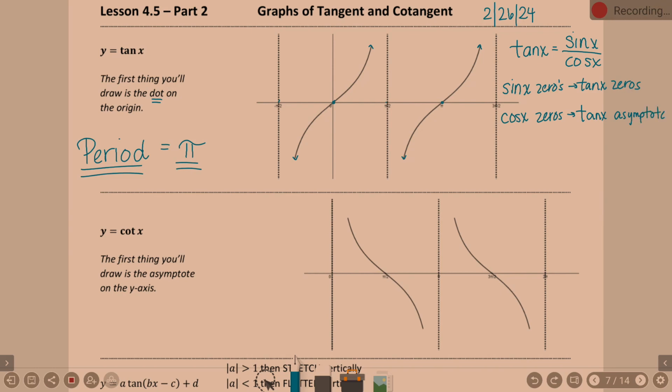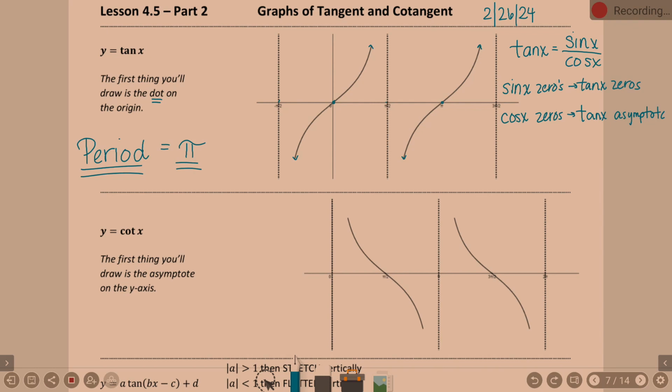Okay, so that's just an option of a way you can put it together. But in all honesty, tangent, remember with tangent you start on a dot on the origin. It's an increasing graph and the period is pi. So that means we're going to have a point every pi. Okay, asymptotes are in the middle then.